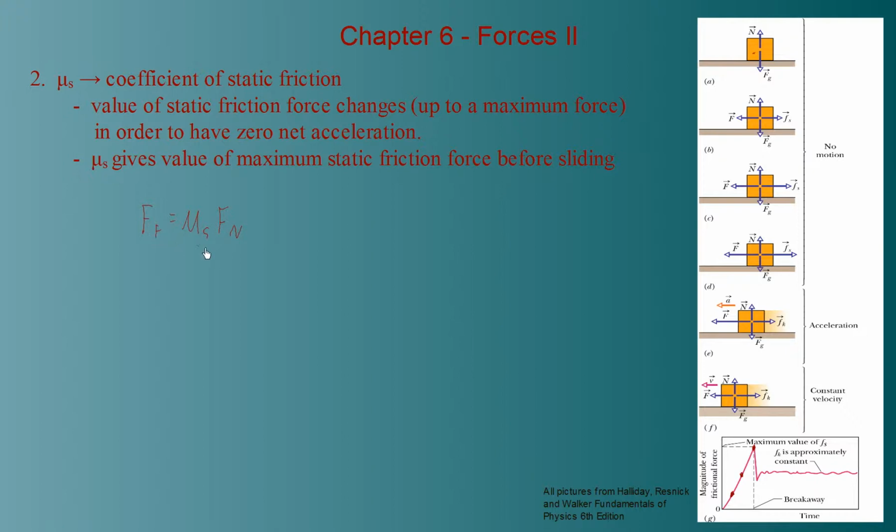So how can you make the force of friction zero? Well, you'd make this coefficient zero. That's meaningless, because you know that something's changing from zero to maximum here. So really the only useful part of this graph is the maximum static friction force here, and that's what we use to define mu s. I don't know if that was confusing or not, but anyway, the value of static friction force changes up to a maximum force in order to have zero net acceleration. In all of these cases, there's zero net acceleration because all forces are balanced. So mu s gives a value of the maximum static friction force before sliding.